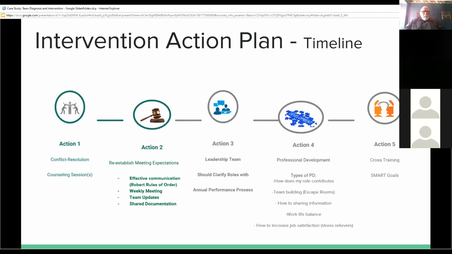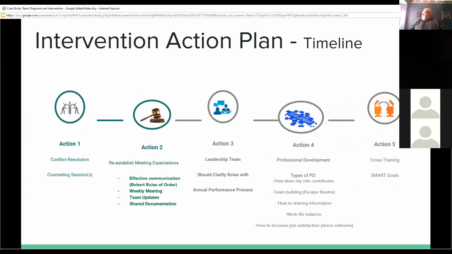All right, so now for our intervention plan. For this intervention, we are going to have conflict resolution. We are going to have counseling sessions with each member. For our action plan number 2, we are going to reestablish meeting expectations. This would include effective communication and Robert's Rules of Order. We would have weekly meetings, team updates, and we would share documentation.